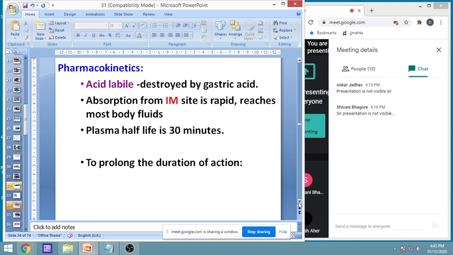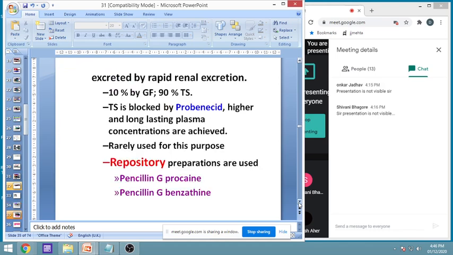It cannot be given by oral route at any time because it is destroyed by gastric acid, and cannot be absorbed from other mucosal areas. It is absorbed only from an intramuscular site, so it always has to be given as an intramuscular injection. Absorption from intramuscular is rapid, it reaches most of the body fluids, and half life is 30 minutes. To prolong the duration of action, it is combined with agents like procaine and benzathine. These are the chemicals.